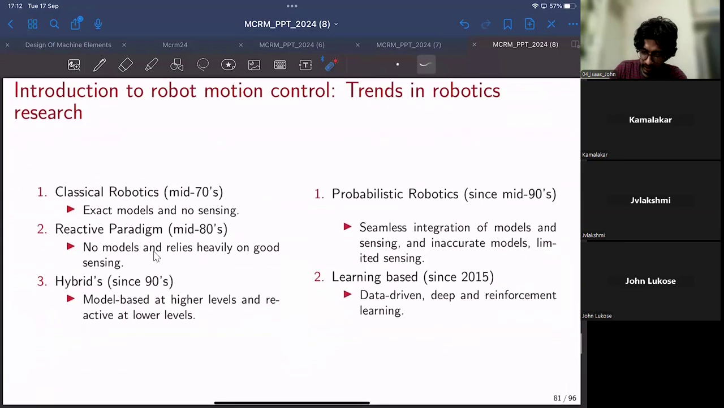We have also seen the evolution of various schemes of motion control, starting from the mid 70s all the way to the current era. Earlier they only used exact models. There was no sensing, and later when sensors were there, we used models along with sensors. Then we also acknowledged the fact that sensors may not always be perfect. They may have their own errors and some noise incorporated into them. So how do we take that into consideration? All these things came much more recently.